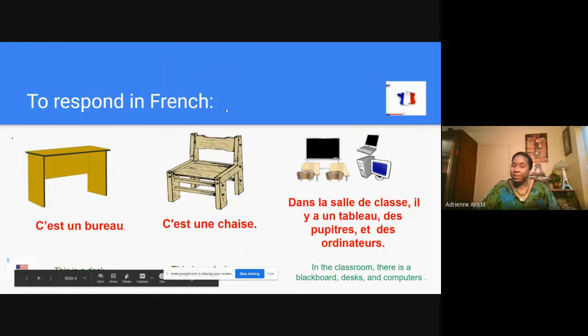To respond, you might say, c'est un bureau. It's covered under the explanation in English. This is a desk. Or you can say, c'est une chaise. This is a chair.